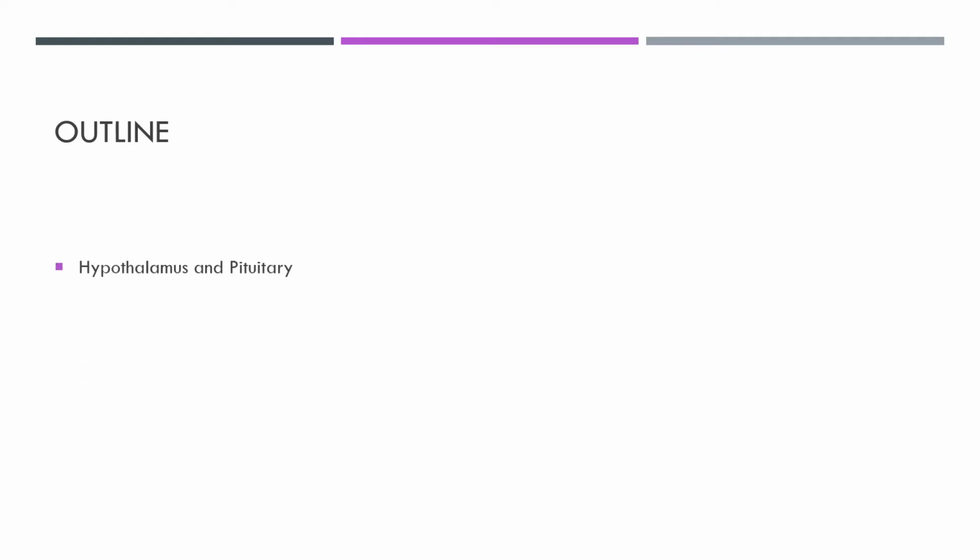We will talk about the hypothalamus and pituitary gland. We will talk about the thyroid and parathyroid. We will talk about the adrenal glands. We will talk about the pancreas. And we will talk about all sorts of miscellaneous little things that deserve maybe a line or two for discussion.